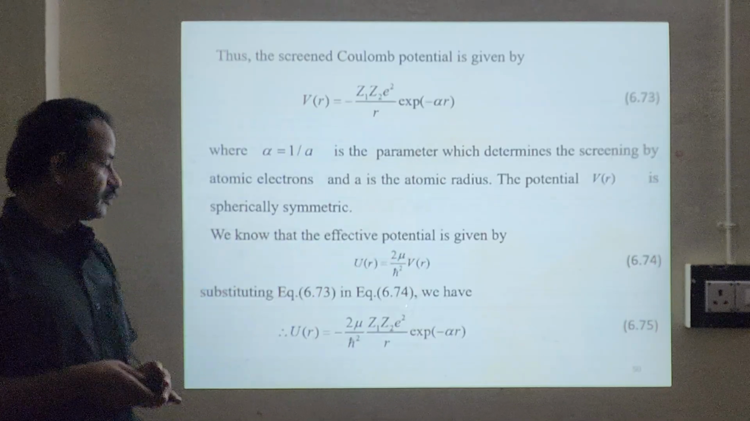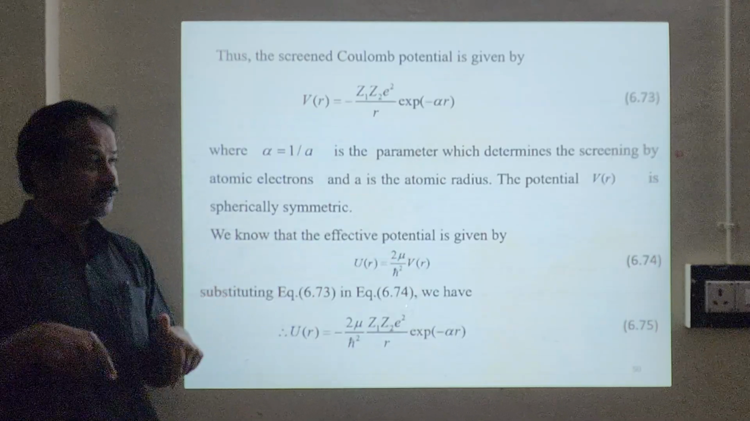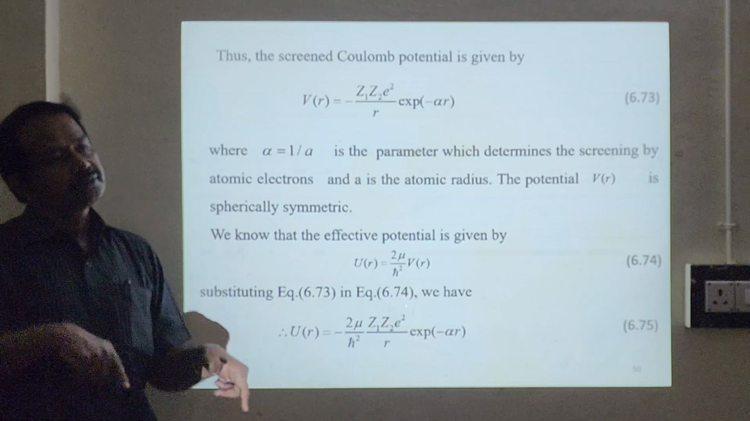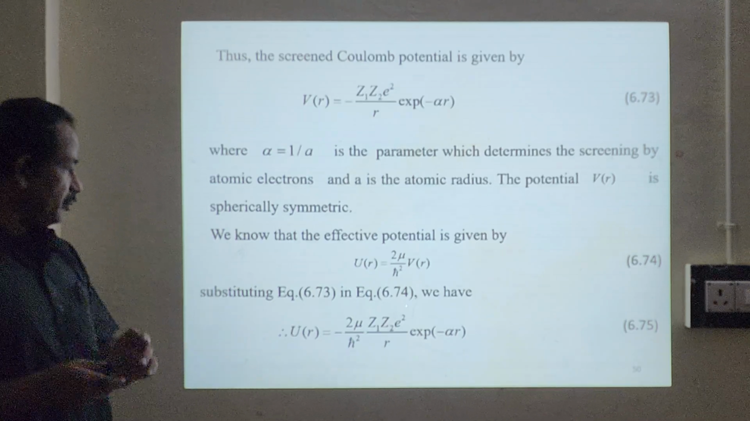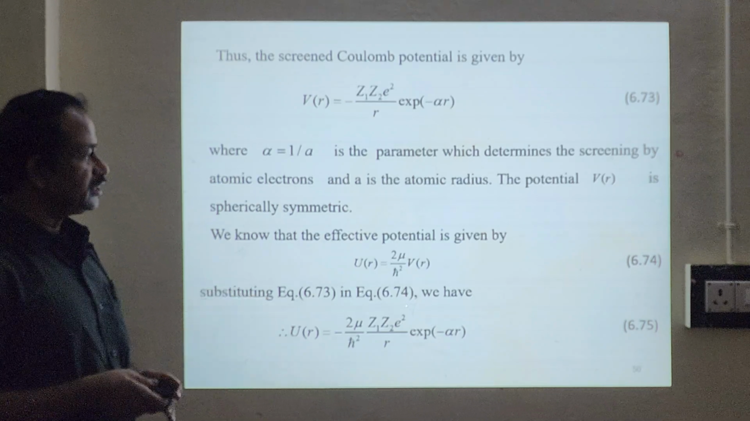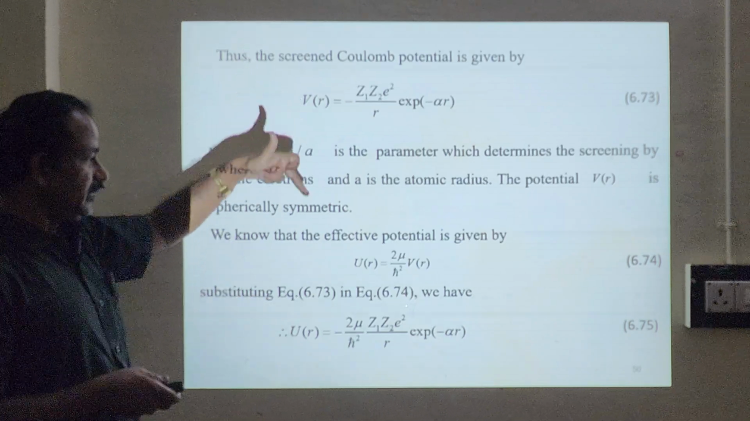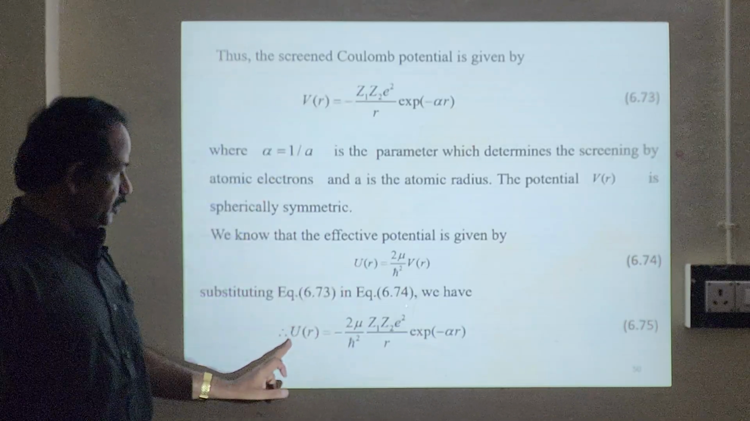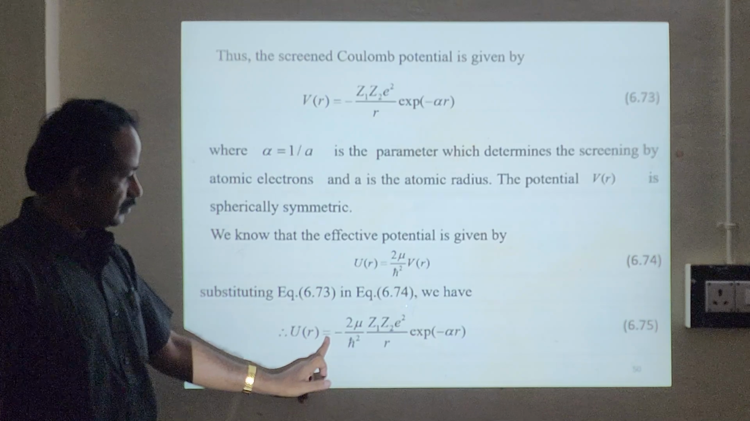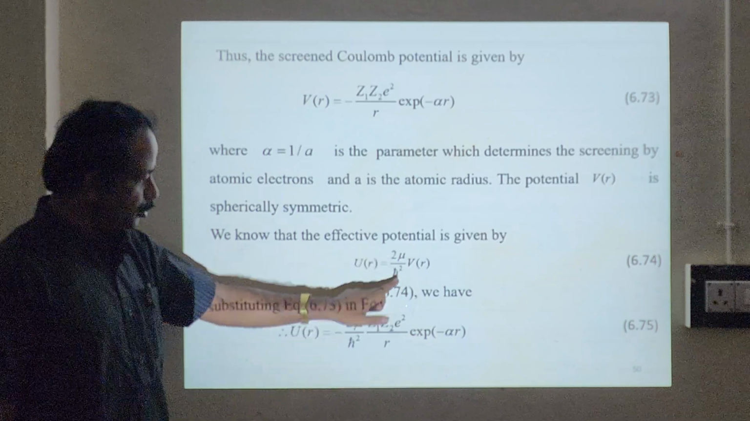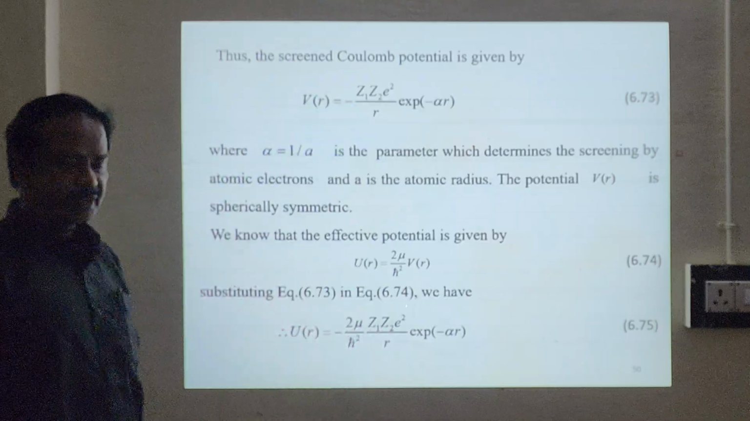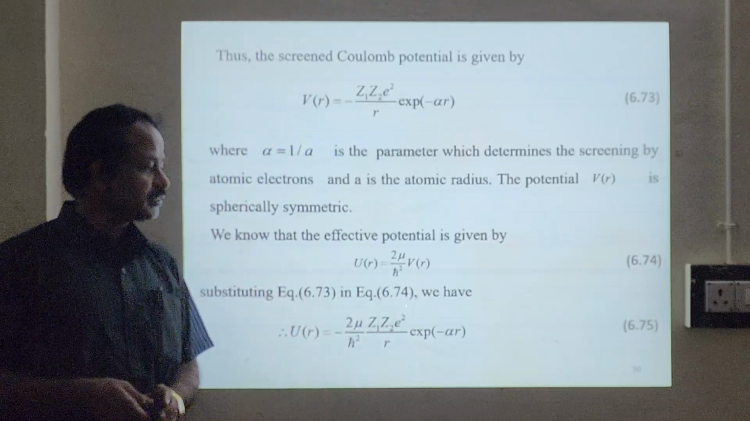We know scattering is a two-body problem, so we have to use the reduced mass to take it into account as a one-body problem. Substituting equation 6.73 in equation 7.4, we get this one, because we know already that U of R equals 2 mu over h bar squared times V of R. You substitute it, and we get this expression 6.75.